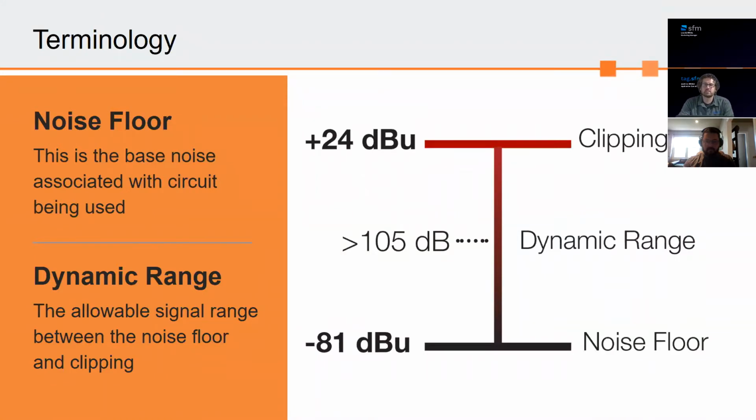So we take that maximum and we can figure out what our dynamic range is. The dynamic range is the allowable signal range between the noise floor and clipping. So if our clipping point in professional audio is plus 24 dBu, and our noise floor is at minus 81, then we're going to have a dynamic range of 105 dB or greater. Why is it 105 dB or greater? Well, they told us the max was minus 81. That noise floor could be a little bit lower if we have nice, clean power coming through the circuits. So that's where we get that dynamic range. That's the maximum amount of movement for your signal coming in.